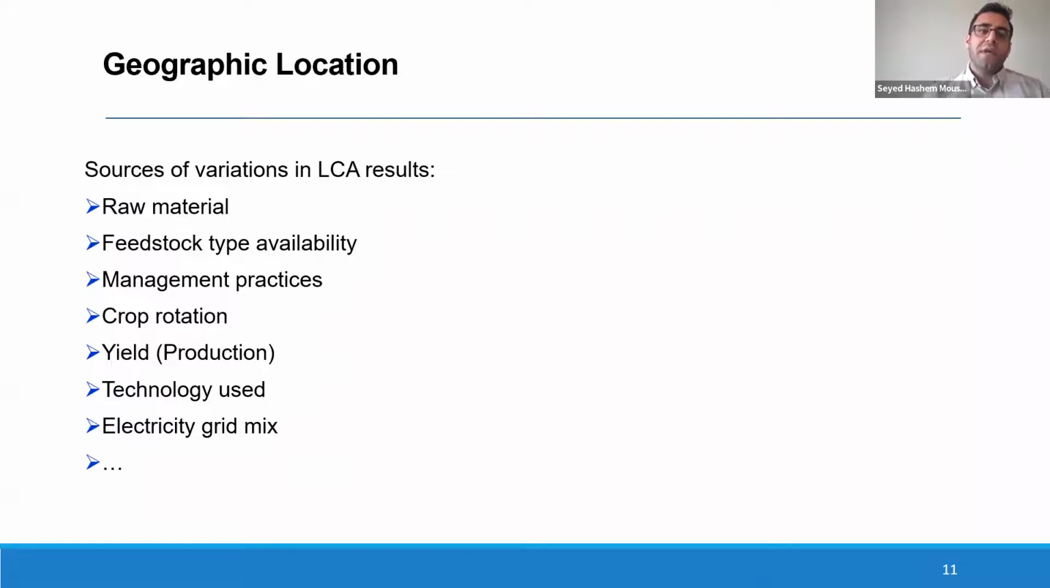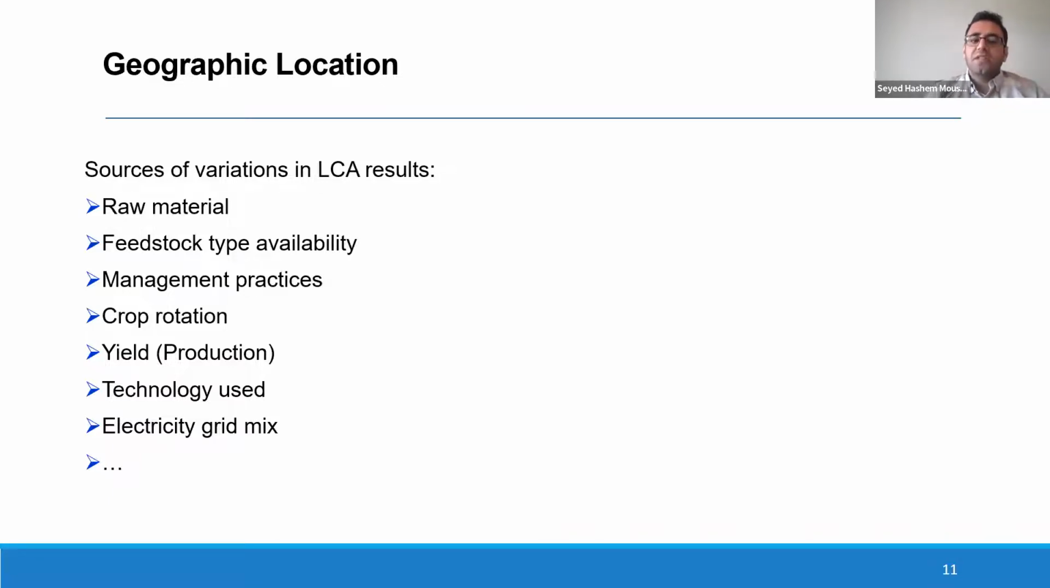Geographic location is one of the main factors that needs to be identified in goal and scope definition, because it really impacts the results of LCA. There are different sources of variations in LCA results related to geographic location. For example, raw material being used for the same product in different locations would be different. Availability of feedstock is different. Management practices are varying a lot. For example, in soybean production in Ohio, in Iowa, in Brazil, in Europe, they are following different management practices that really impact the results of the LCA.